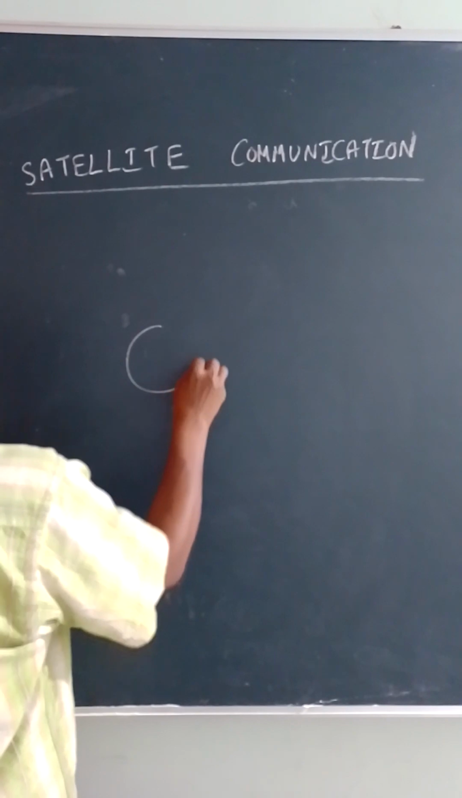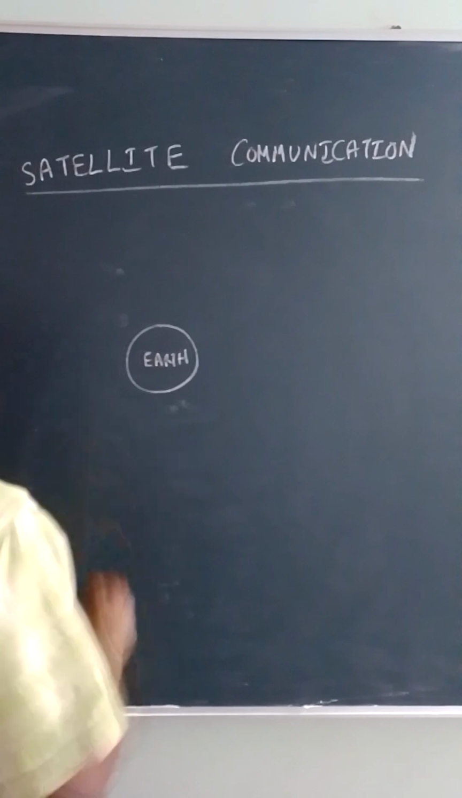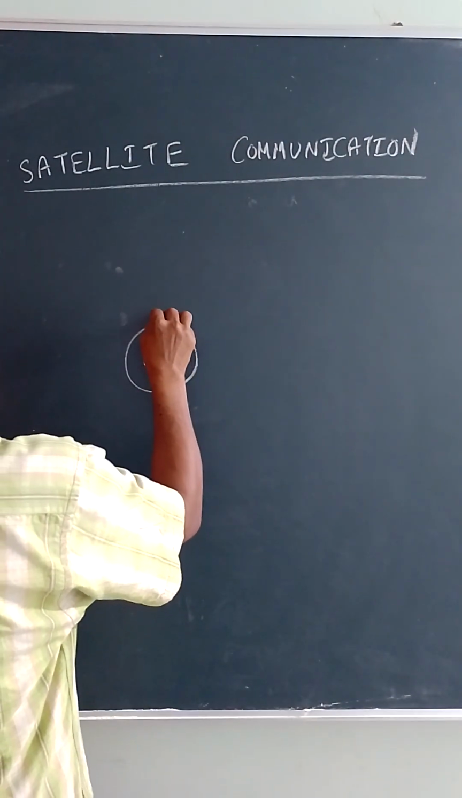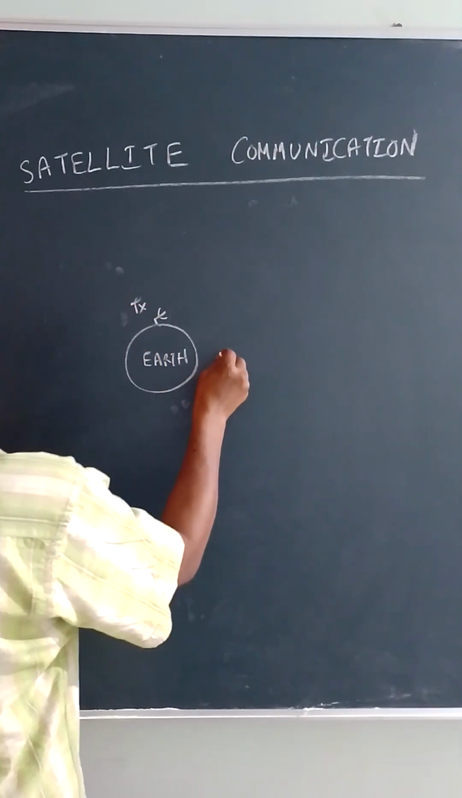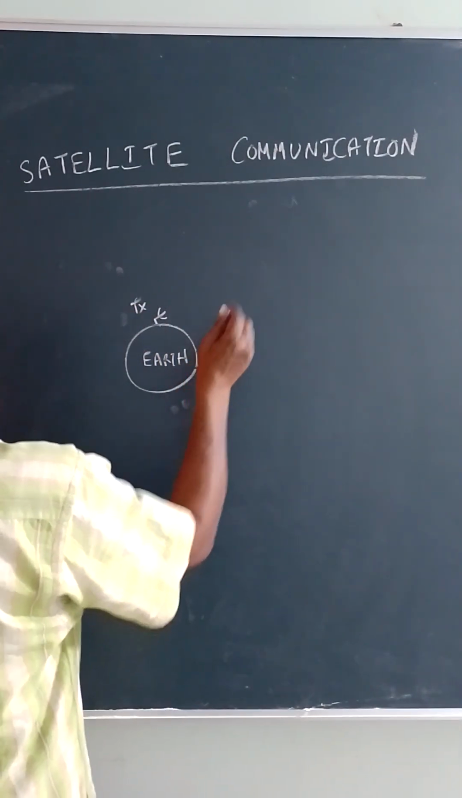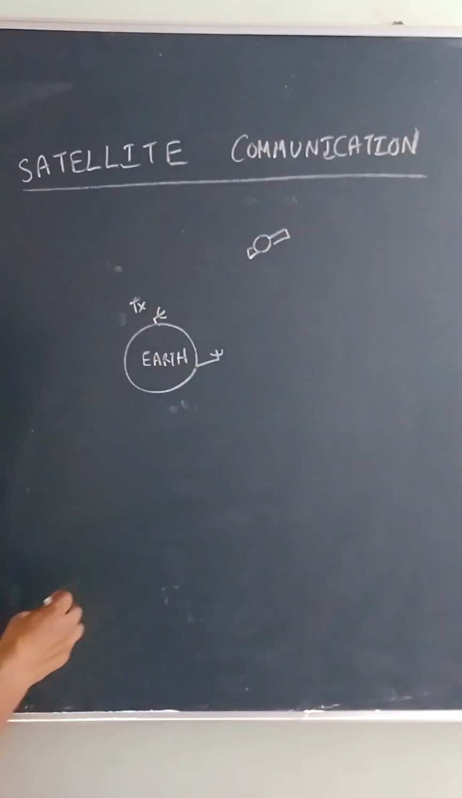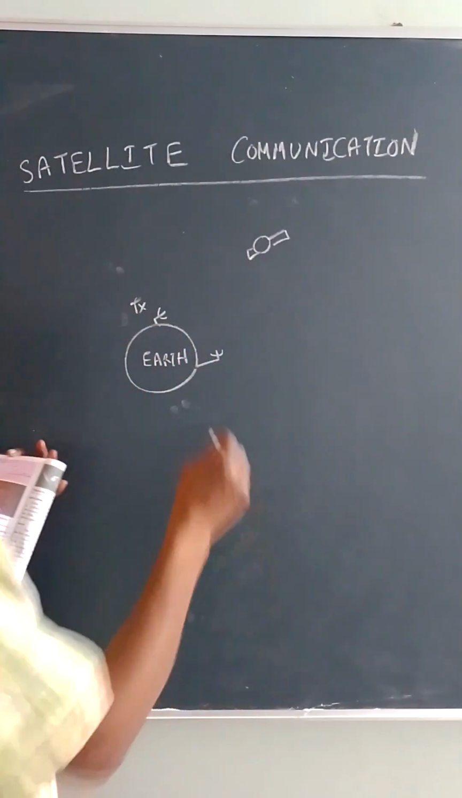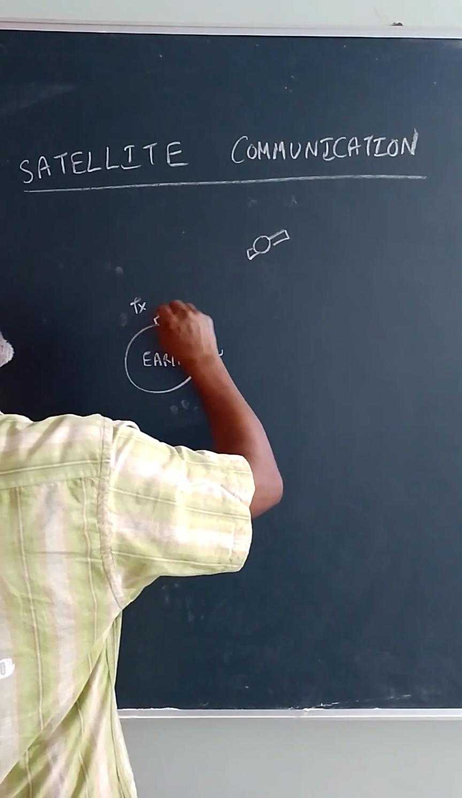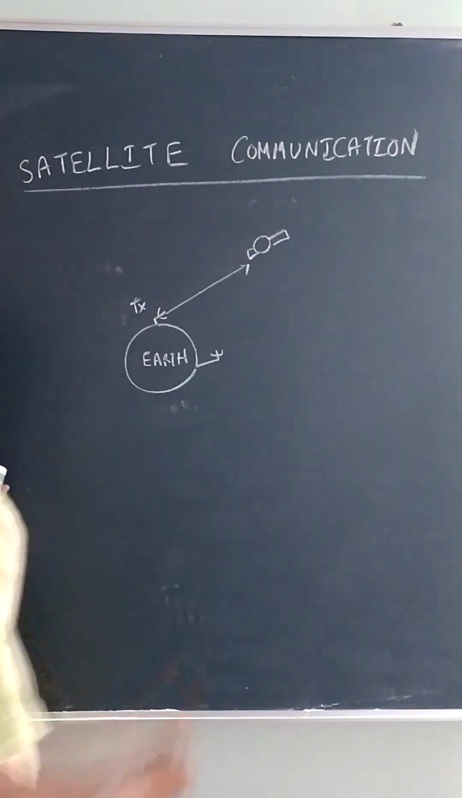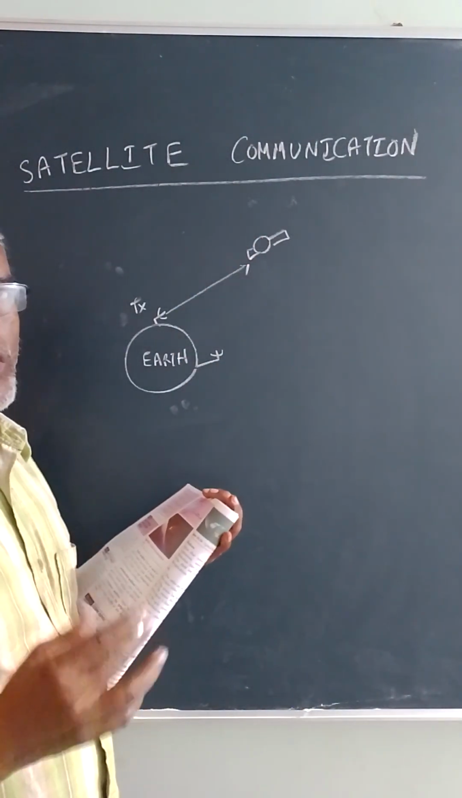So here you have an earth, then here this is transmitter and this end is receiver. Here you will be having the satellite. Okay. So radio frequency waves travel from the ground base station from the earth towards the satellite. This satellite is located in the geostationary orbit.